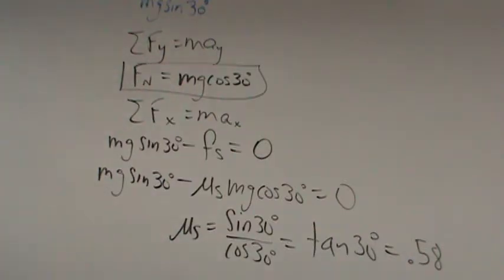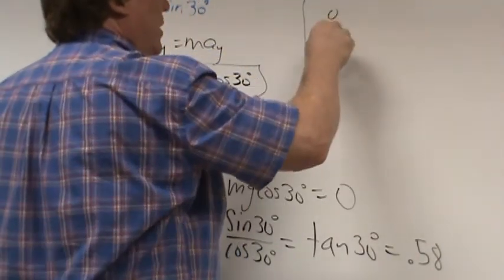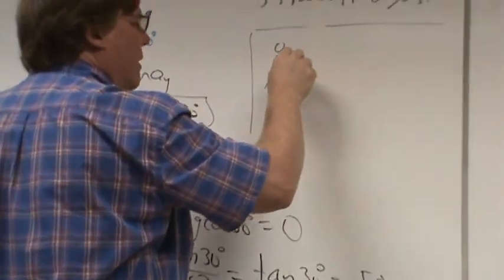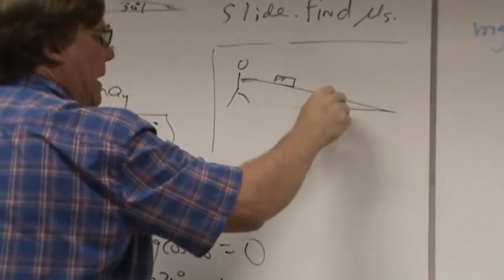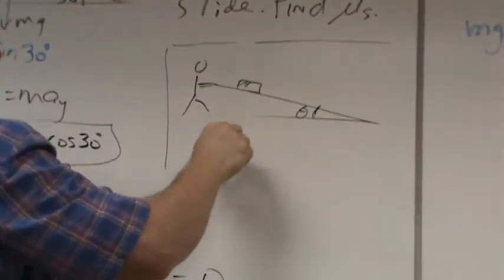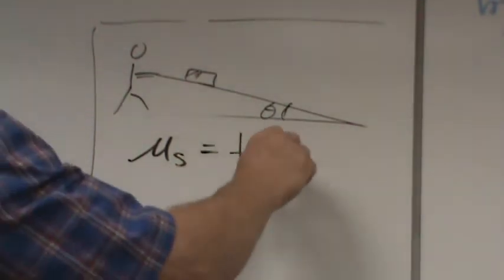But does the angle matter? What I mean is this. Suppose this dude is just lifting the board and the book starts to slide at any angle theta. What's the coefficient of static friction going to be, no matter what the angle theta is? Good, tangent theta, right? So I just want you to be aware of that.